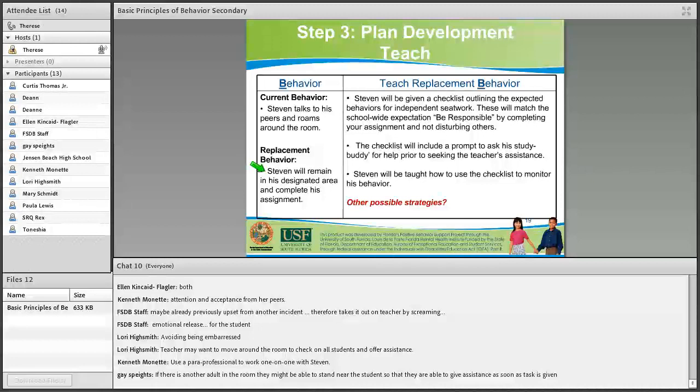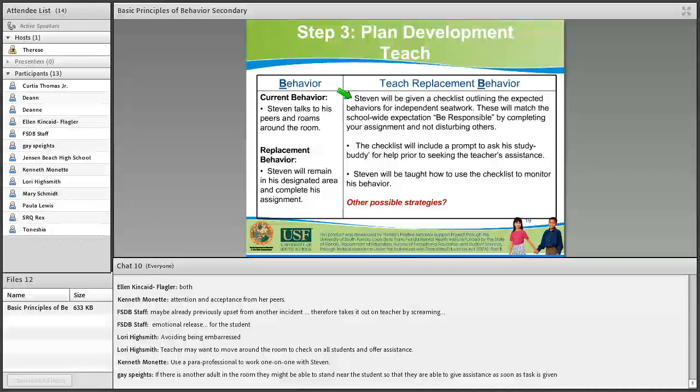So it's not just Stephen will do what he's told. We're explaining remaining in his designated area and completing his assignment. So then the question to ask is, what skills do you need to teach Stephen so that he's able to do this? What skills do you need to teach him so he can show the replacement behavior?